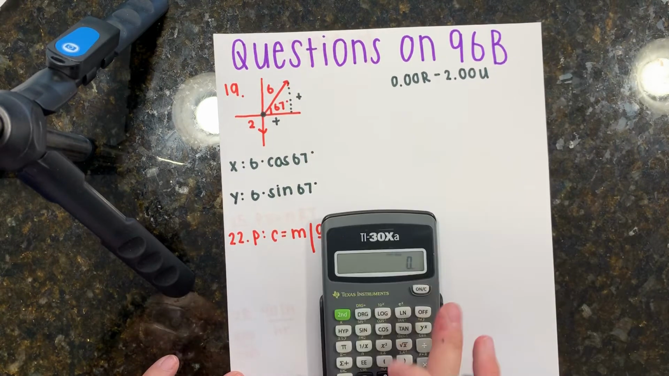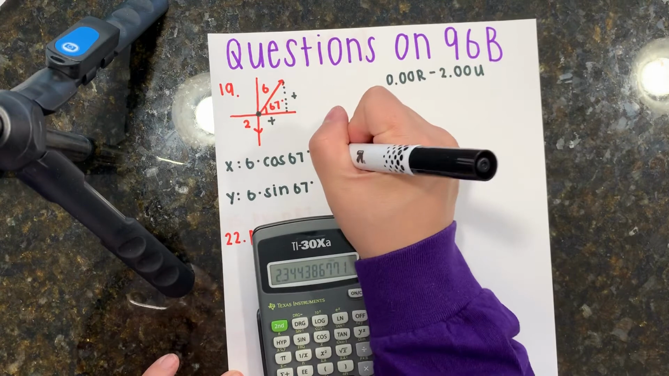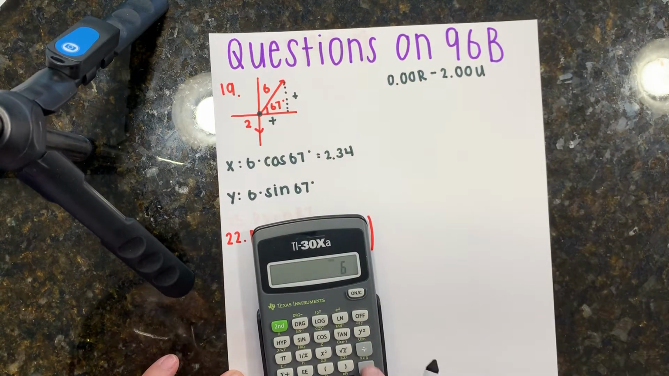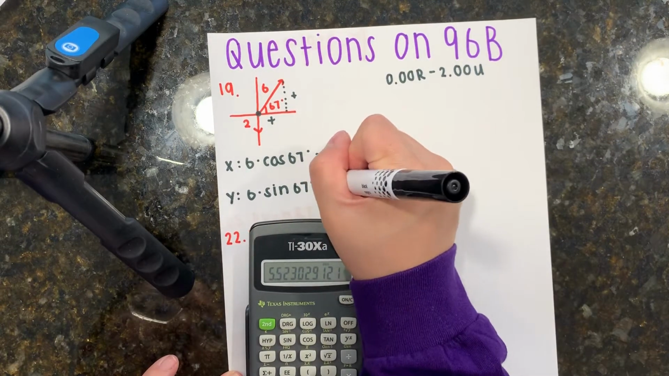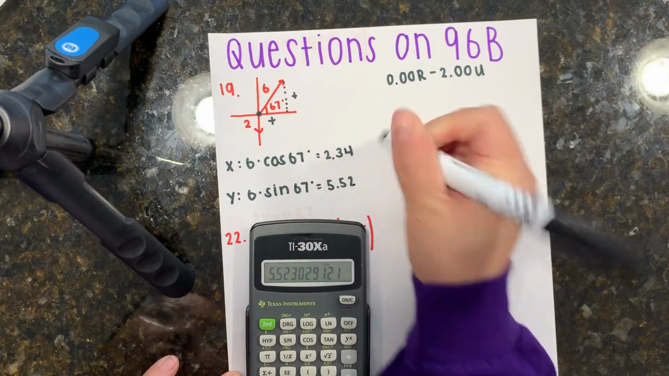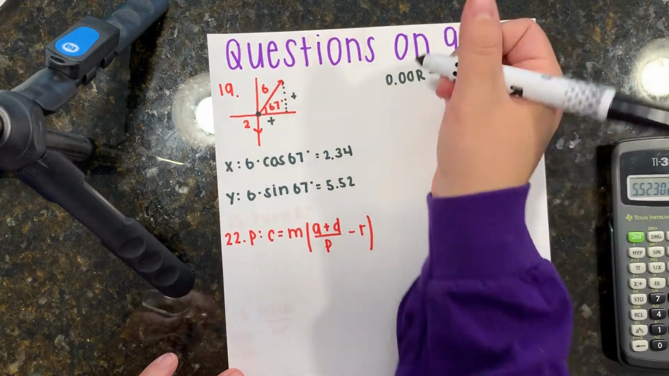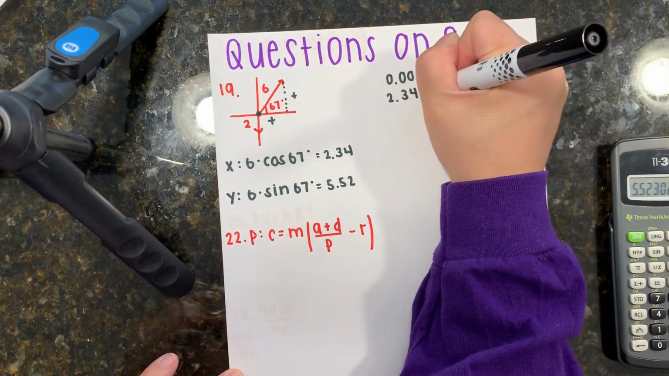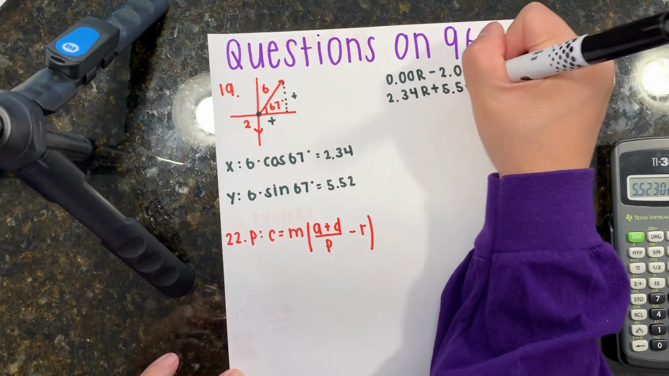Now in your calculator, we're going to use 6 times 67 cosine equals, and I would get 2.34. Then 6 times 67 sine equals would be 5.52. Now, again, I said that this is going to the right, so that would be positive 2.34R. And then it's going up off the x-axis would be positive 5.52U.